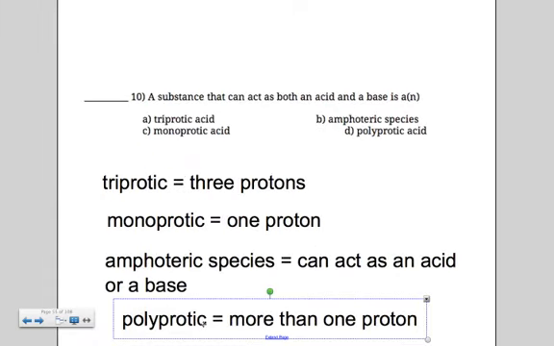And polyprotic just means it's got more than 1 proton to donate. So triprotic would be also called polyprotic at the same time.